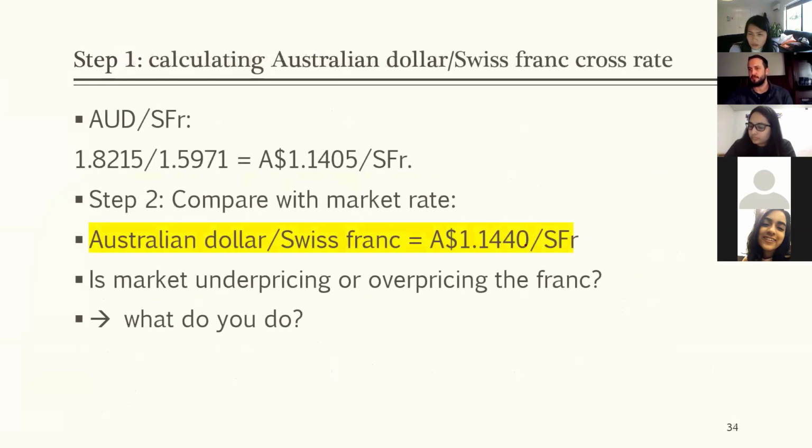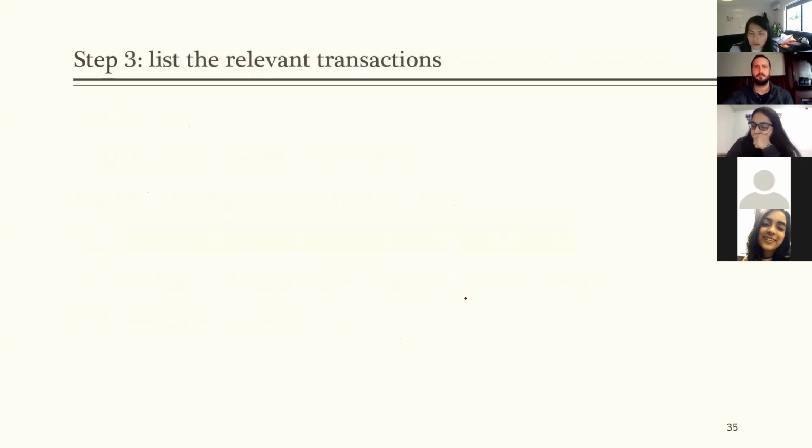So from the analysis before, we have identified what we should do, right? So we should buy somewhere and we should sell somewhere, okay? So our next step is to write down the relevant transactions.